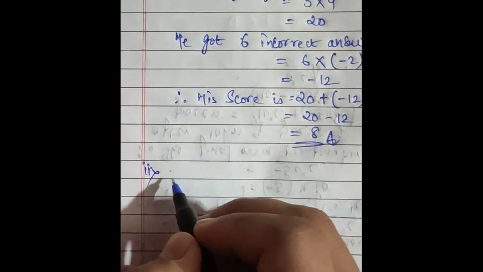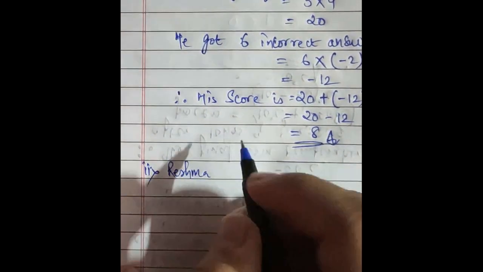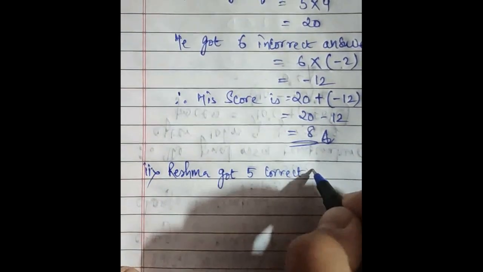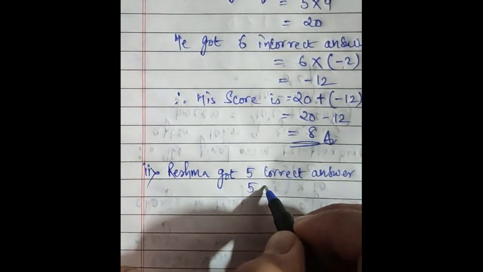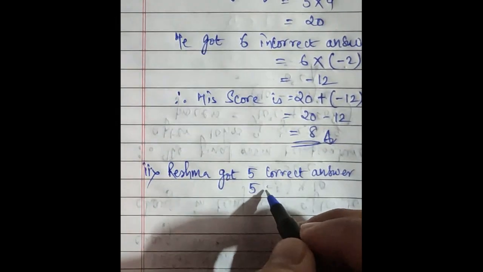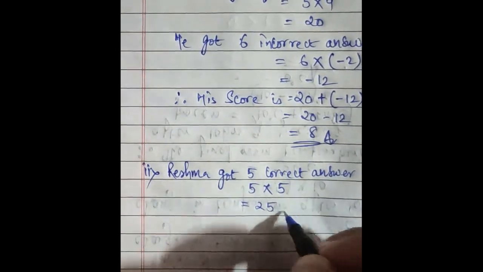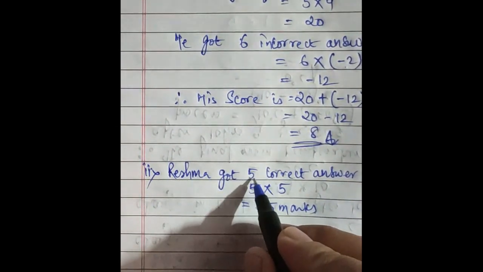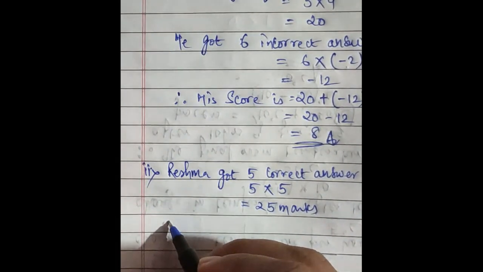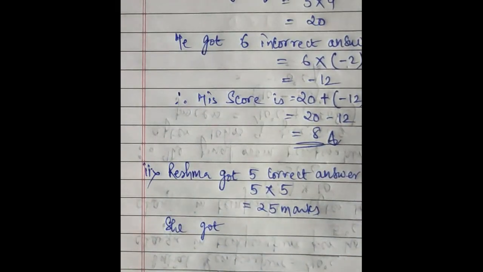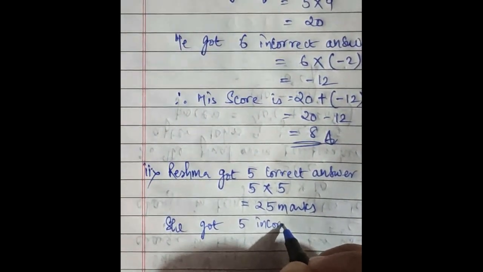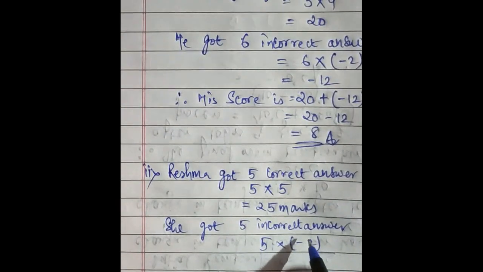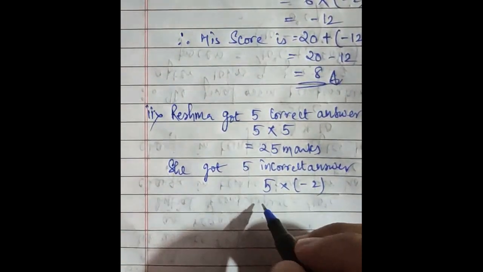Okay, so similarly number 2, you have Resma. She got 5 correct answers. 5 correct answers means 5 into 5 is equal to 25, right? 25 marks for the correct answers, and she got 5 incorrect answers. So it is 5 into minus 2, because for each incorrect you are getting minus 2, isn't it? So it should be minus 10.